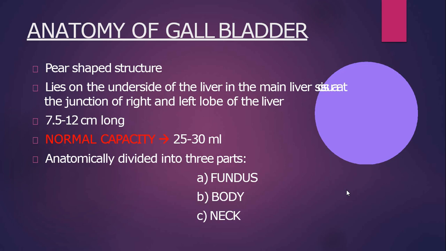The gallbladder lies under the liver, at the junction of the right and left lobe of the liver. It is about 10 centimeters long and has a capacity of more than 30 ml. Anatomically it has three parts: fundus, body and neck.